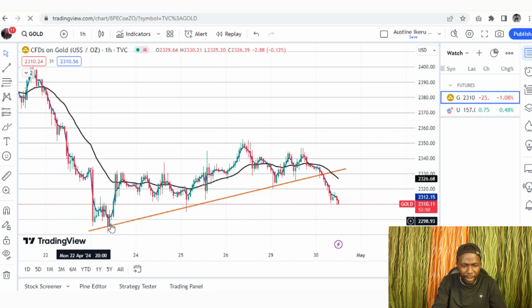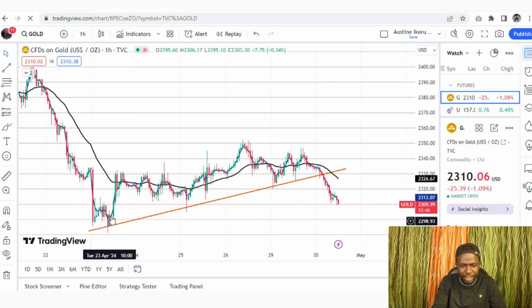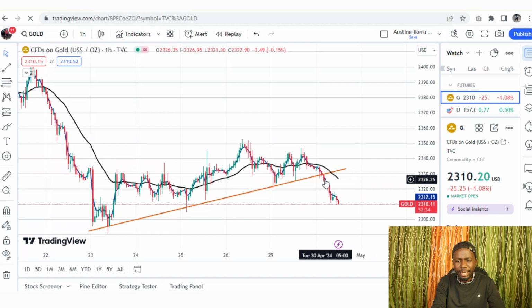You see that each time price comes to this line, it gets rejected. Each time price comes to this trend line, it gets rejected. And then what happened? Price finally broke below the trend line. So you can clearly see that the price refuses to come back to retest the trend line. It broke the trend line and then continued going down.